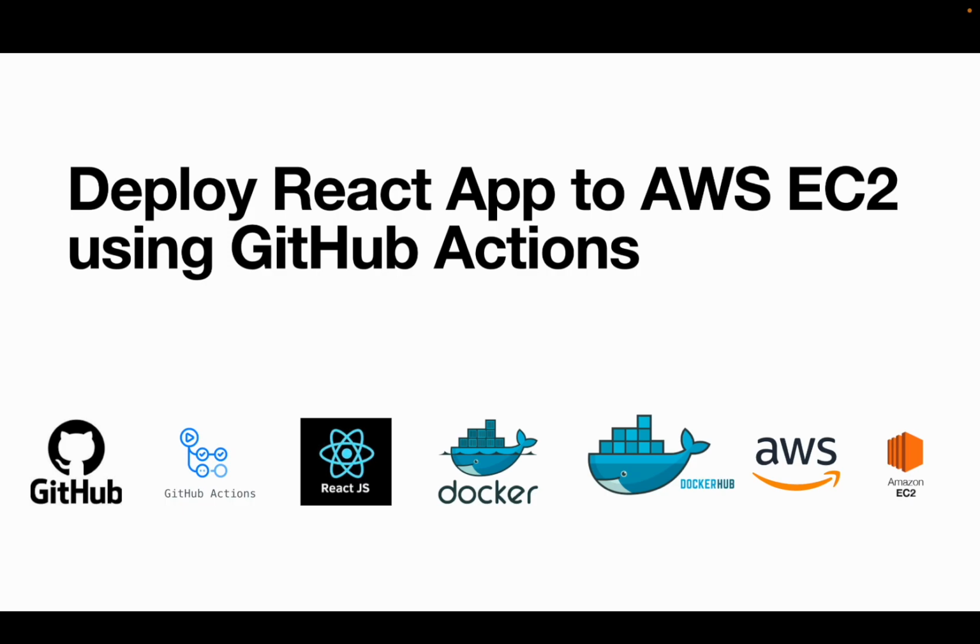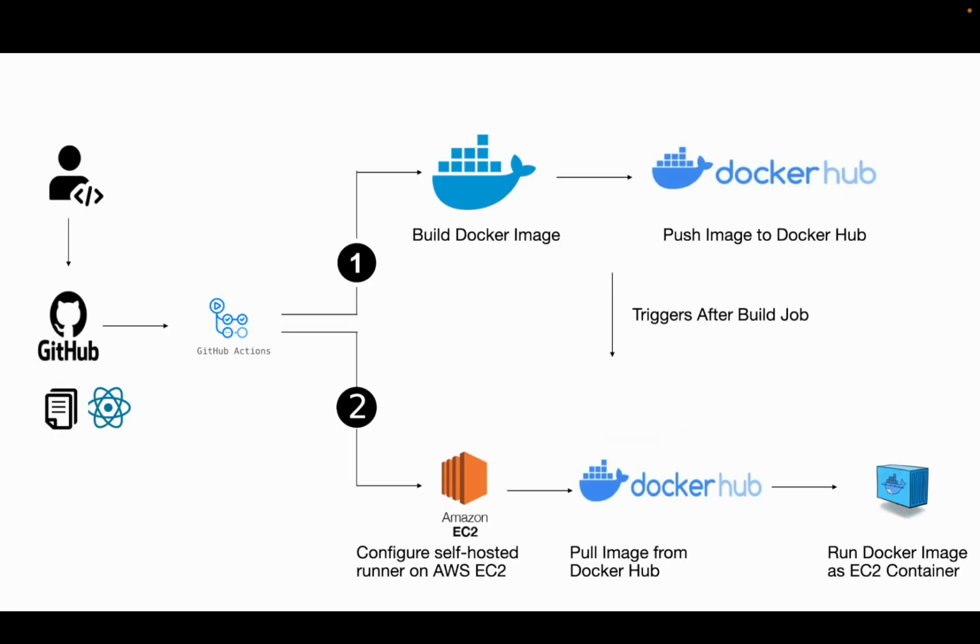Here's a quick overview of what we are going to do. First, we will Dockerize our React application, then we will push the Docker image to Docker Hub, and then we'll set up the AWS EC2 instance, and then we will write a workflow file. So the same thing we are going to do here is, first of all, we will have our workflow file, and that will be triggered on a particular action.